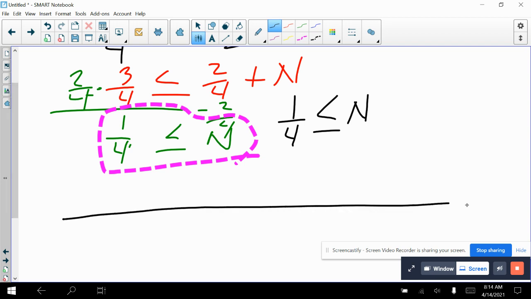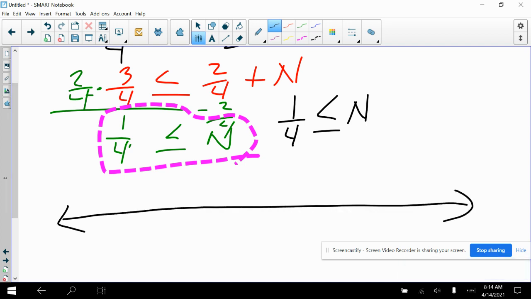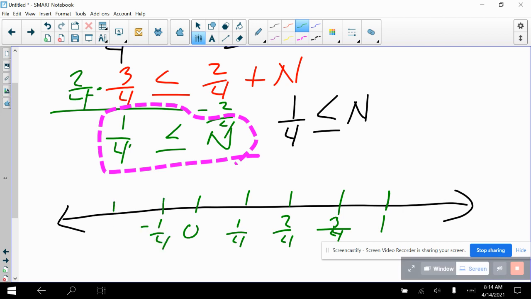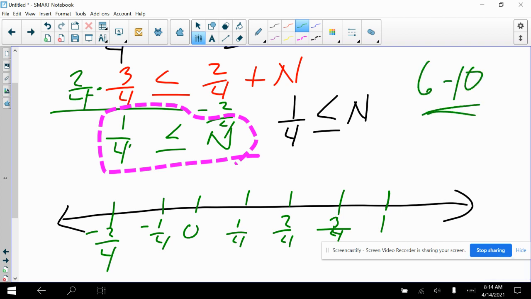All right, so we got to put that on a number line, and yes, if it's in fractions, you need to go by fractions. Maybe you simply go by fourths: 1/4, 2/4, 3/4. Please don't put 4/4, you could put 1. Then -1/4, -2/4. There's my 6 to 10 on the number line.